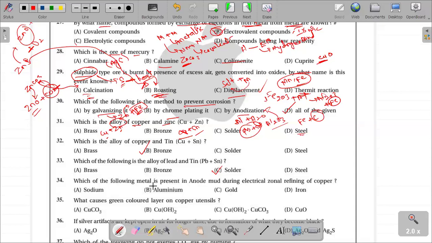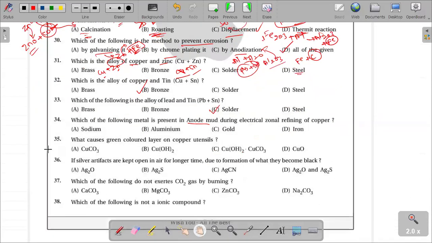And next, which of the following metal is present in the anode mud during the electrolytic refining of copper? Either sodium or aluminum or gold or iron. Electrolytic refining of copper, yesterday we completed. CuSO4 we are taking as an impure solution. One beaker, with the beaker you are keeping 2 rods, and the solution is a copper sulfate solution, which is having Cu2+ and SO4 2-.